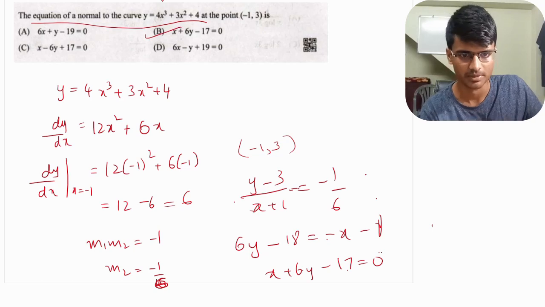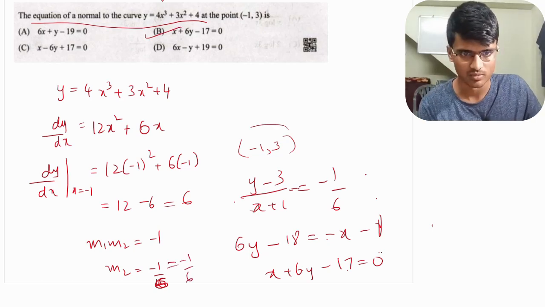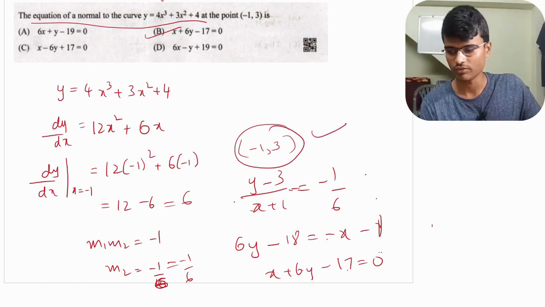The correct answer is option B. So this is how you solve the question. The slope was minus 1 by 6, the point is minus 1 comma 3, and that is how we found the equation of the line.